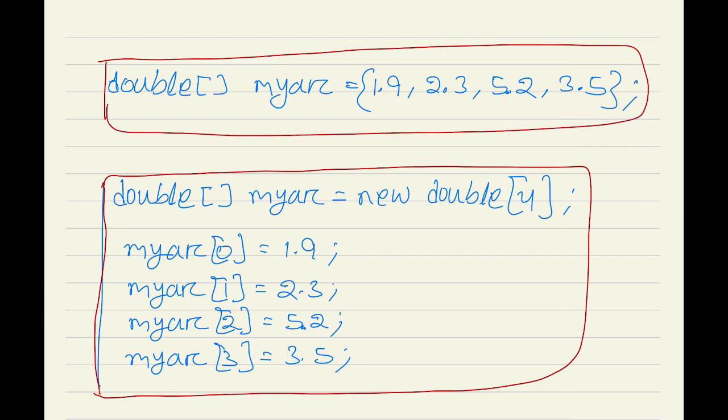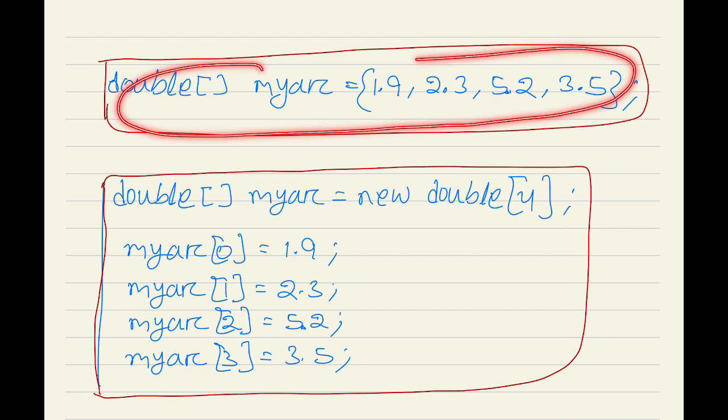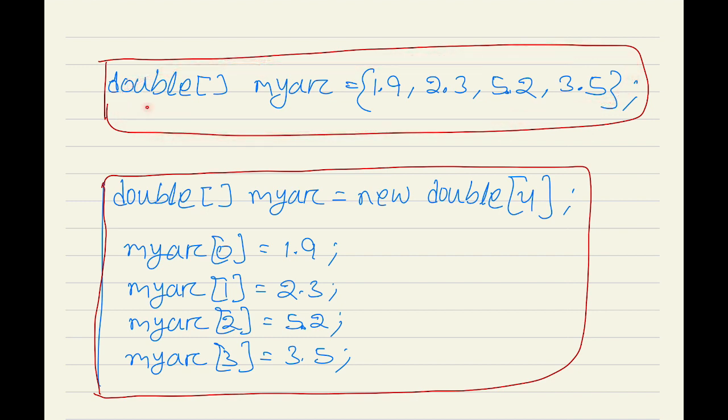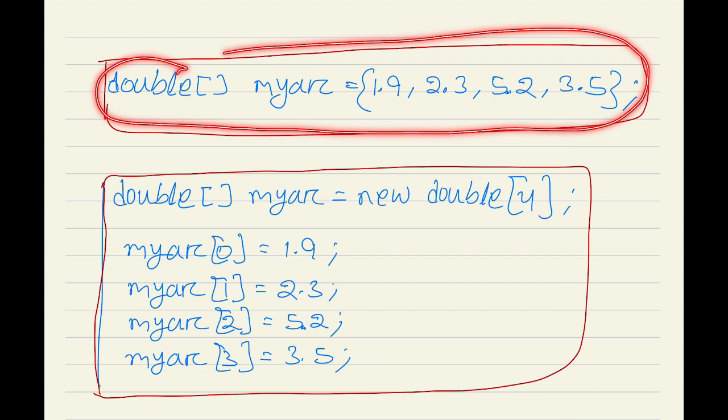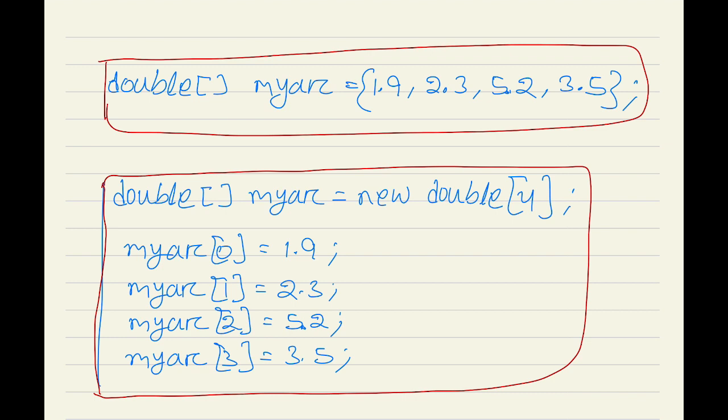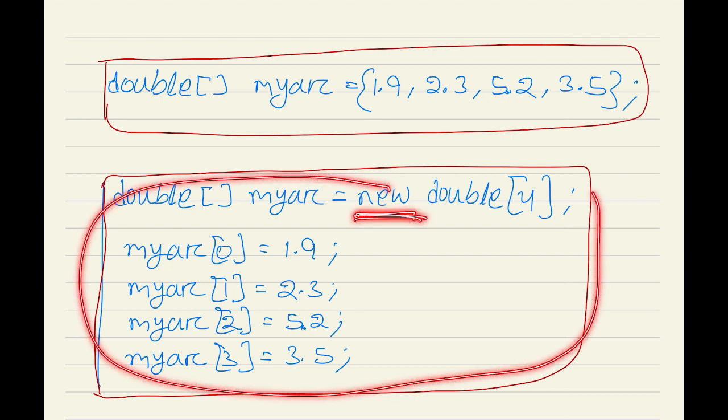So here in one line we can declare, create and initialize the array, and this concept is called array initializer. If we declare, create and initialize the array in one line, this concept is called array initializer. And here you can observe that if we use the array initializer, the new operator is not required. Here we are not using the new operator, but here we are using the new operator because it is not using the concept of array initializer.